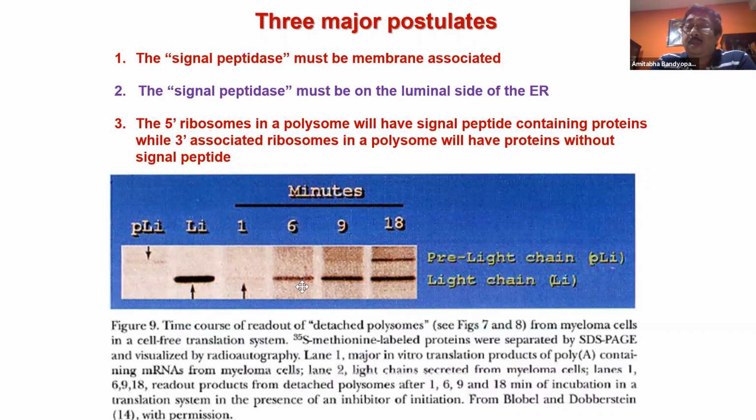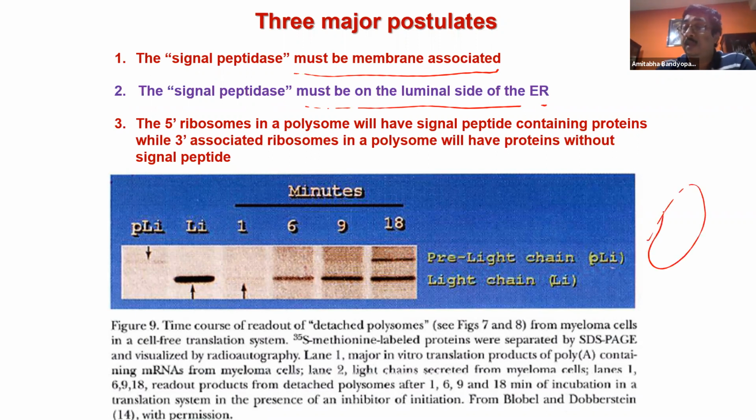Now he makes 3 major postulates. That the signal peptidase, which chops the protein, must be membrane associated. It must be on the luminal side of the ER, meaning if this is the ER membrane, it cuts the protein on this side, on the luminal side, and not on the cytosolic side.